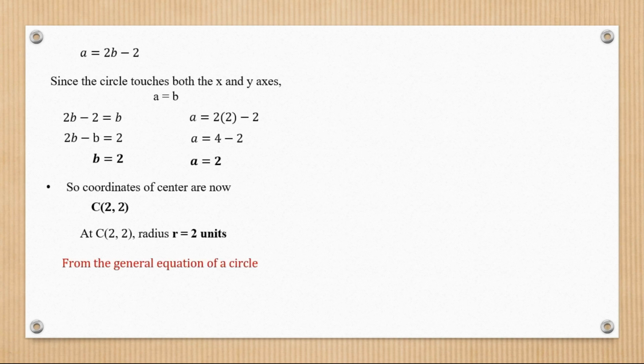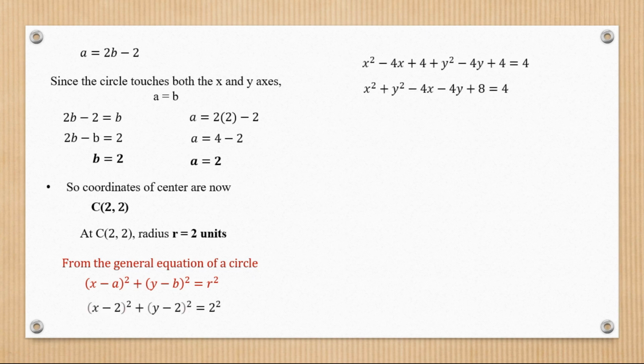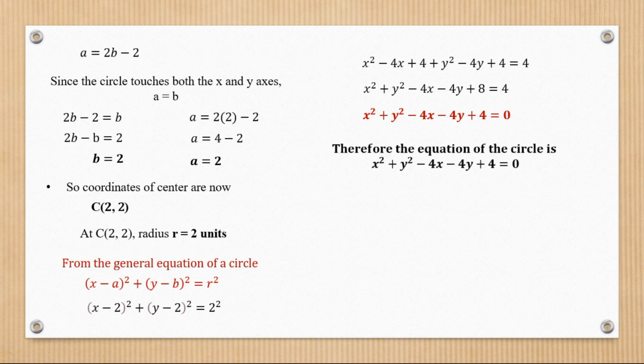So now I know that I can use the general form of the equation of the circle to find the equation of the circle. So expand this and I'll have x squared plus y squared minus 4x minus 4y plus 8 is equal to 4, of which the equation of the circle shall become x squared plus y squared minus 4x minus 4y plus 4 is equal to 0. So therefore that is the equation of the circle that they wanted.